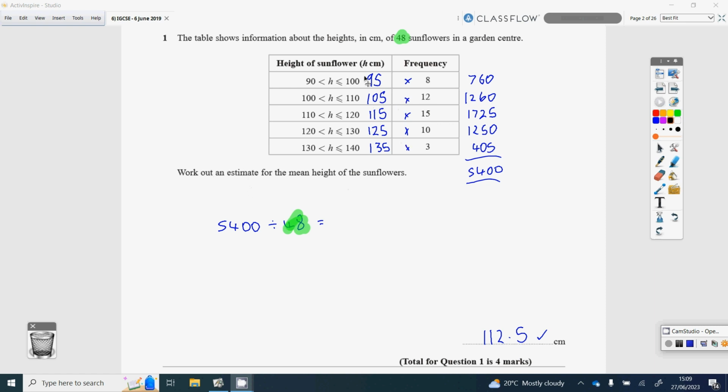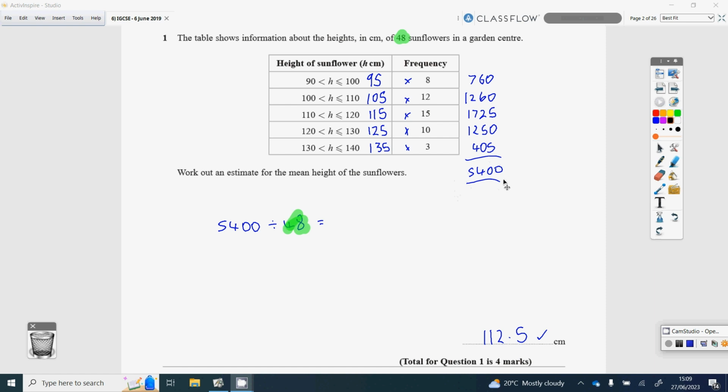So the next thing you do is cross multiply. You say 8 sunflowers are exactly 95 centimetres high. 8 times 95 is 760. 12 times 105 is 1260, and so on. You then add up these subtotals to get a total height of 5,400.